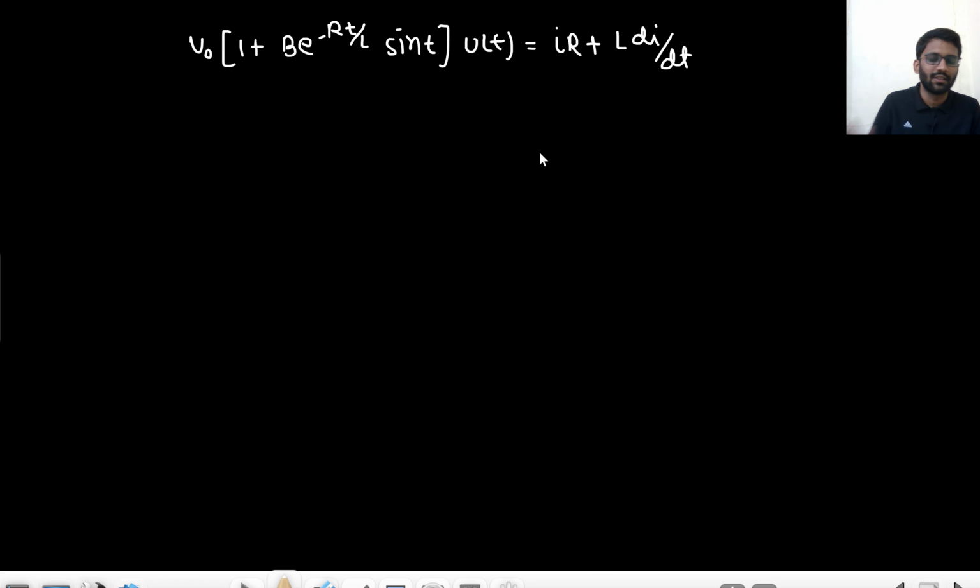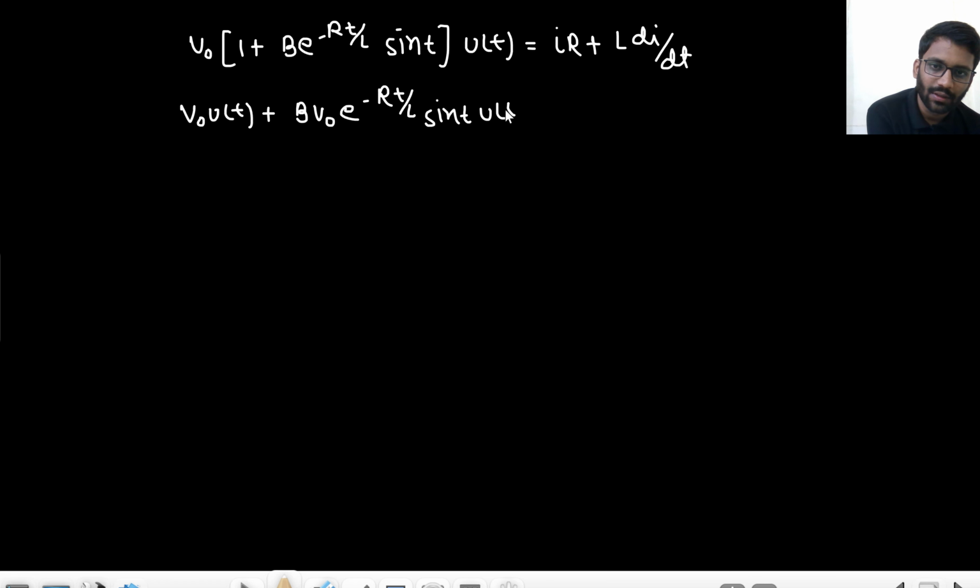This is my final equation. This is the equation I am having. So I need to apply Laplace here. So I will just break it down. V naught u(t) plus V naught B e to the power minus Rt by L u(t) equals IR plus L di by dt. Okay, I am taking the Laplace transform.